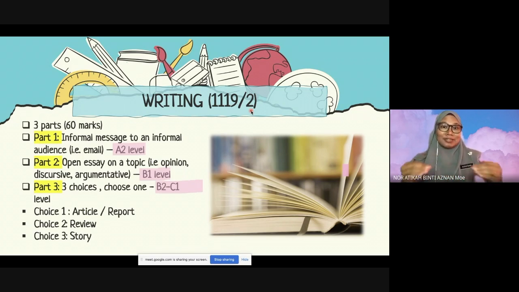So, the new one is writing a review. Okay, this is relevant to today's world. In this era, we write reviews: food review, holiday destination review, review on hotels, review on movies. So we want students to be able to write their own review.